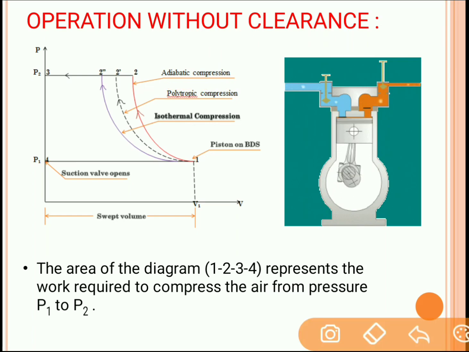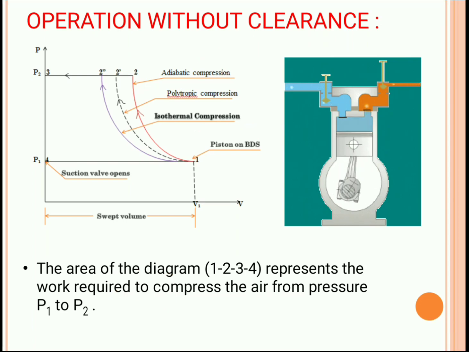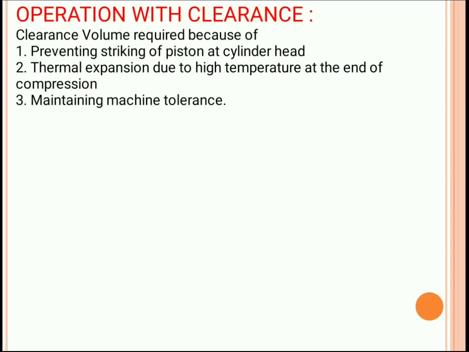So the area under the diagram represents the work done, and work done is minimum in case of isothermal compression, because area is minimum for isothermal compression and maximum for adiabatic compression. And we need to have a minimum area because it is consuming the work. Fine. Now let's move to operation with clearance.